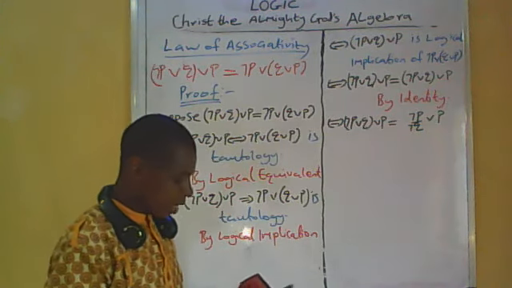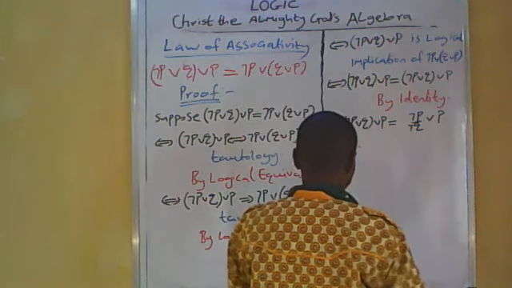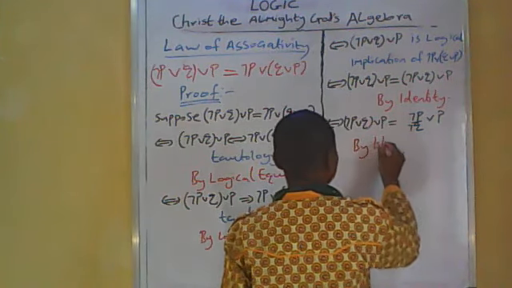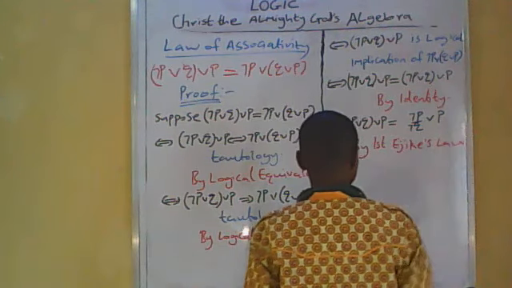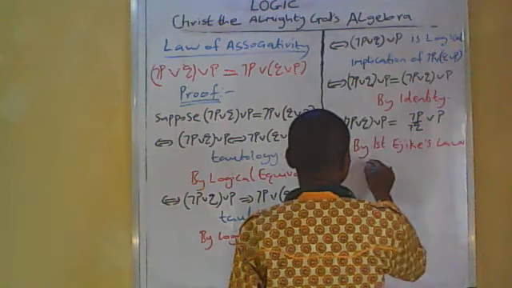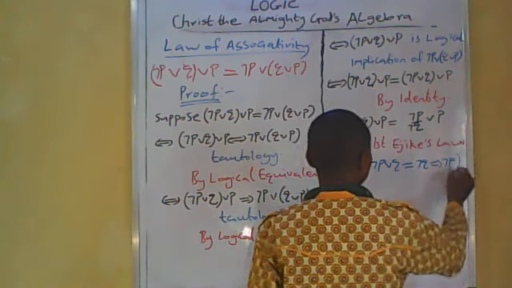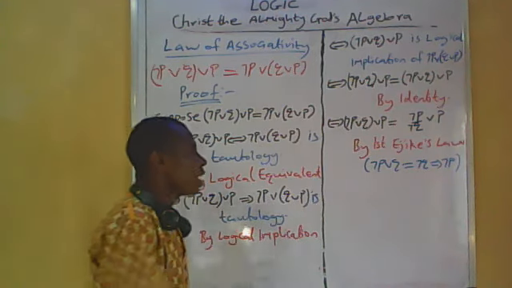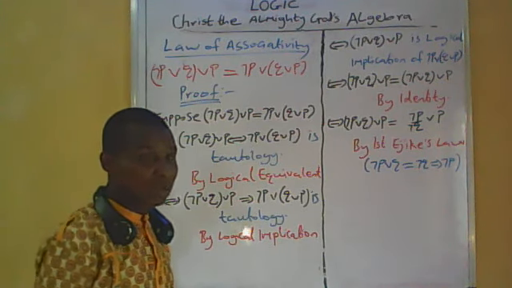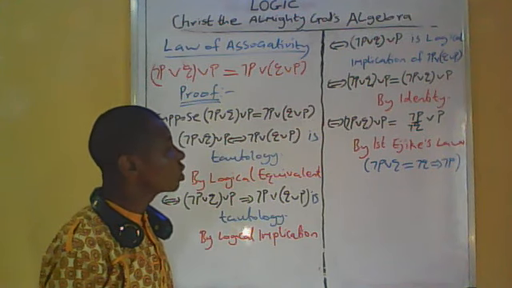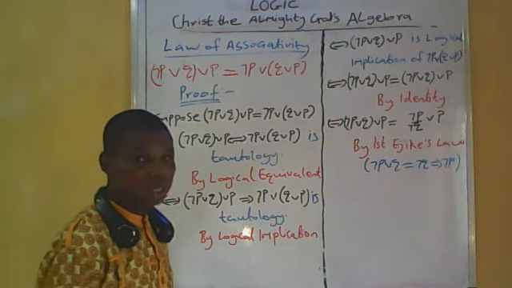Being justified by first educators law, that is to say that not P or Q is equal to not Q implies not P. So it's being justified by first educators law because not P or Q is logically equivalent to not Q implies not P. That means not P upon not Q. So by educators law, it's being justified by first educators law.